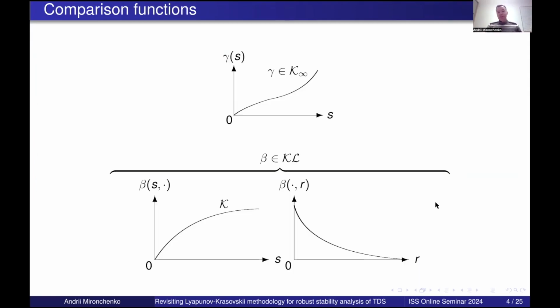Now we would like to study stability of time delay systems, and to this end, we need to introduce some auxiliary functions. We will say that a function gamma is of class K infinity if it is 0 at 0 and continuous and increases to infinity. Beta is a function of two arguments. Beta is called of class KL if it is 0 at 0 and continuous and increasing with respect to the first argument, and continuous and decreases to 0 with respect to the second argument.